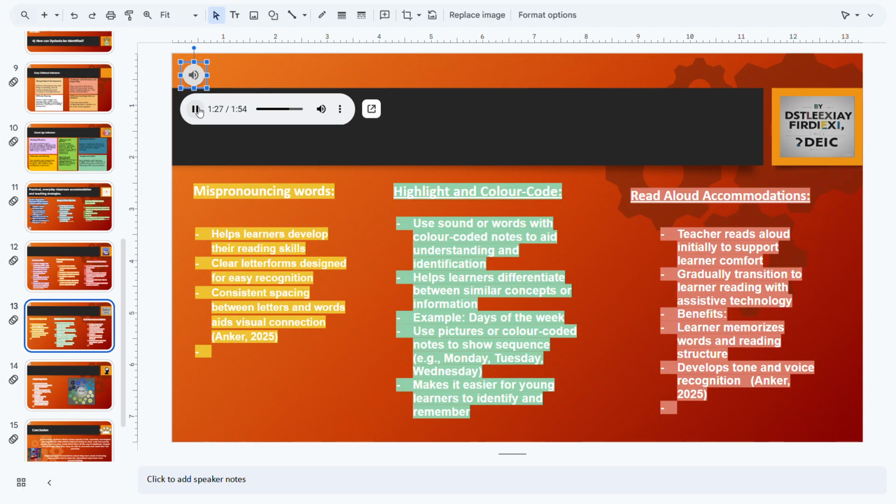Read aloud accommodation. The teacher should read aloud at first until the learner starts to feel more comfortable. Allow the learner to read with assistive technology. They will memorize the words and the tone of voice of the reading structure. Use tablets and projectors with audio, and this is how they will start to memorize and pick up the skills easily.